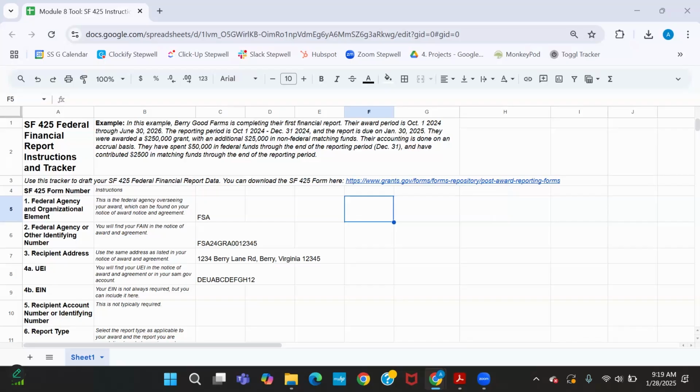Once you have drafted your report data, you will enter this data into the SF-425 Federal Financial Report form. This is typically submitted to your grant officer as a PDF, but it may also be submitted through your grant portal. Check your award terms and conditions or with your grant officer before your report deadline. You can access the current SF-425 form on grants.gov.